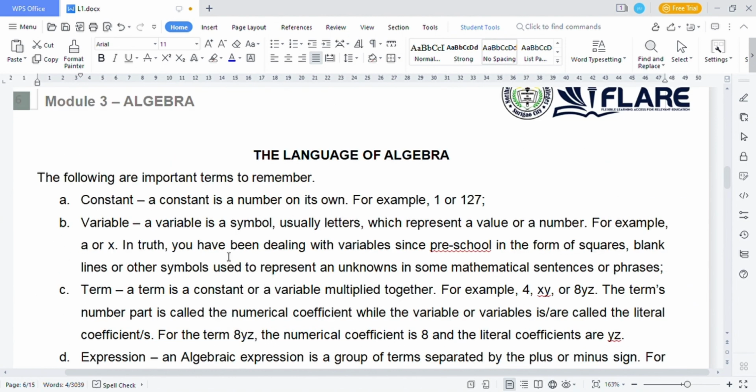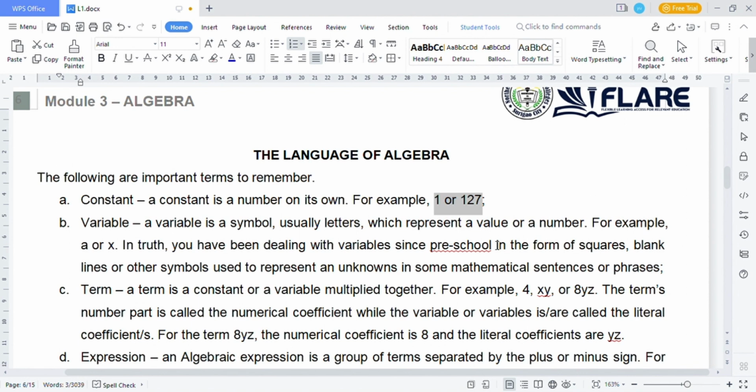Now we also have here the language of algebra. The following are important terms to remember. So first one is constant. What is a constant? A constant is a number on its own. So if you see, for example, 1 or 127, those numbers that you see in algebra are called constants. 2 is a constant, 3 is a constant, 5 is a constant.